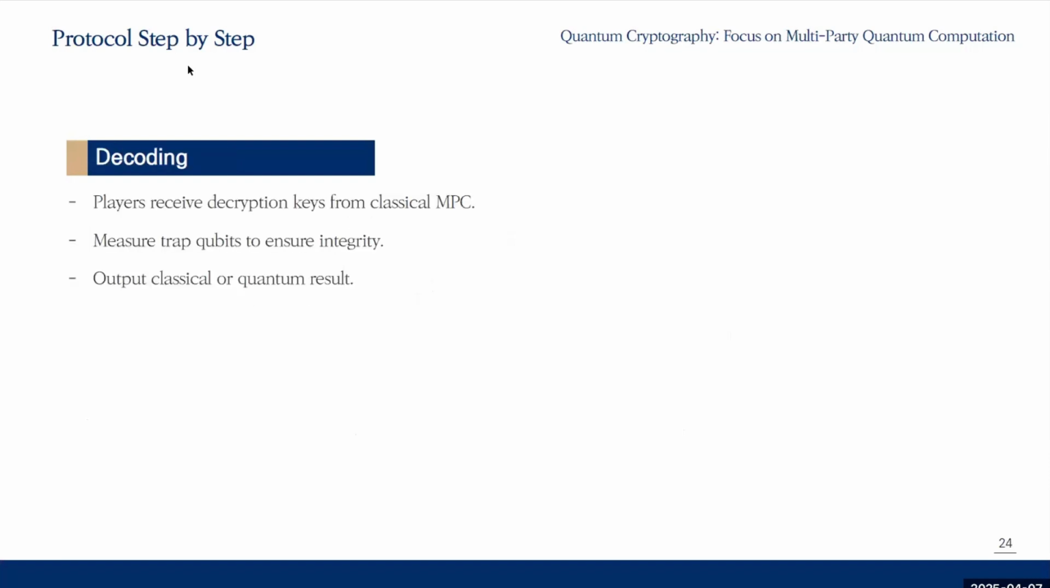The final step is decoding. Players receive decryption keys from the classical MPC, and they measure the trap qubits to verify the integrity of the state. Finally, they output either a classical result or a quantum state, depending on the application.